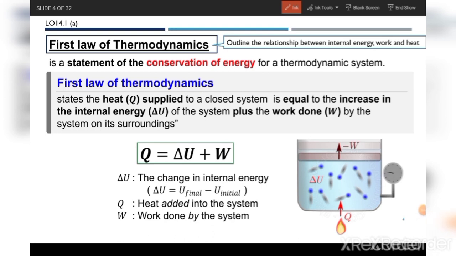The first law of thermodynamics states that heat supplied to a closed system is equal to the increase in the internal energy, delta U, of the system plus the work done by the system on its surroundings. Mathematically, we can write it as Q is equal to delta U plus W, where delta U is the change in internal energy, that means U final minus U initial. Q represents the heat and W is the work done by the system.